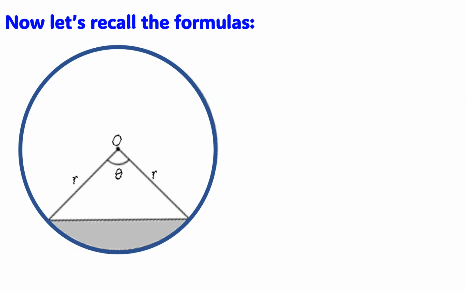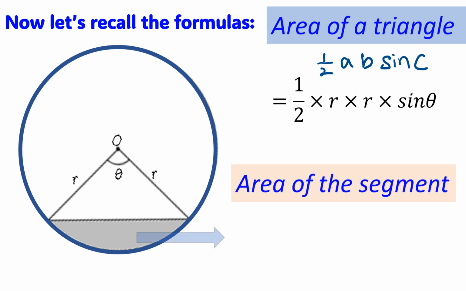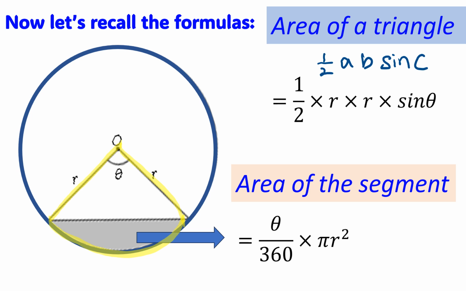Over here, we are going to explore the formulas to find the area of a segment. First, let's recall the area of a triangle, which we already know is half ab sine C. The a and b here are simply the radius, so it is half times r squared times sine theta. To find the area of the segment, we take the area of the sector, which we explored earlier in the previous slide, and then minus off the area of the triangle. Hence, I will be able to find the area of the segment.